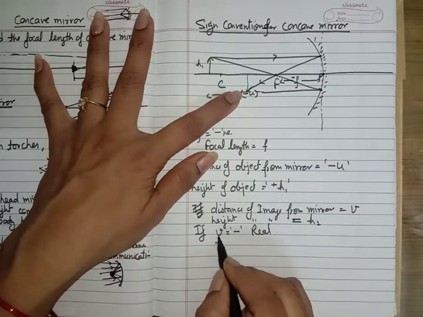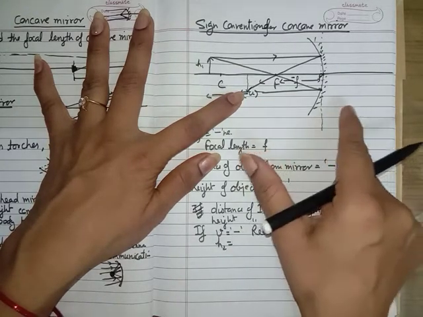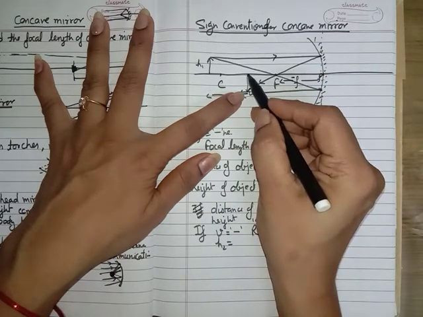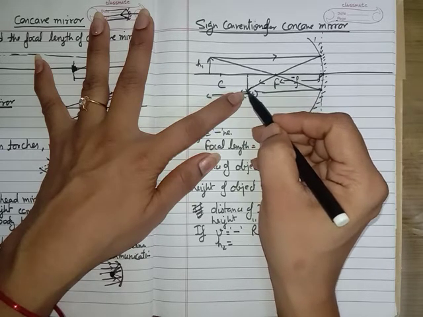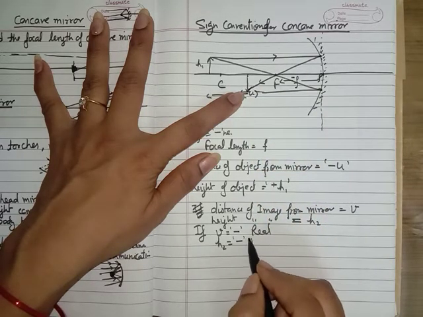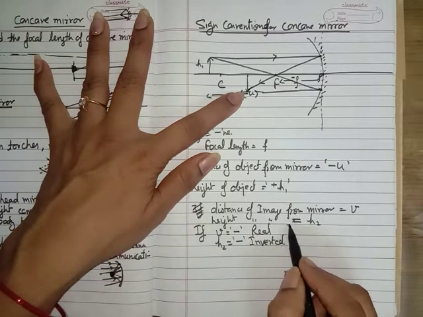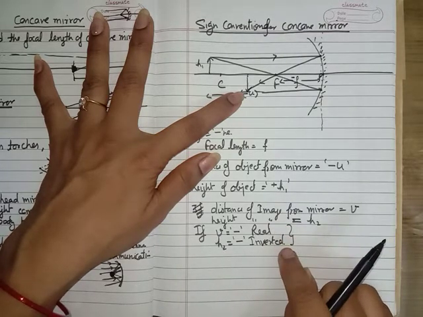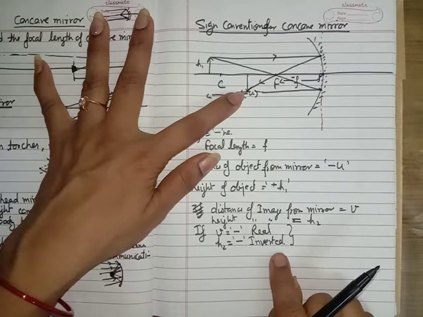And what about h2? A real image is always inverted. We have seen in all the image formations that the real image is always inverted. Inverted means you have to find the length of the image in the downward direction, so it should be negative, and the negative sign shows that the image is inverted. These both cases always come together: the image is real and inverted. So the negative sign of v shows that it is a real image, and the negative sign of h2 shows that it is an inverted image.